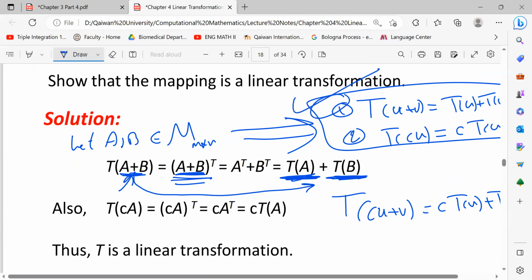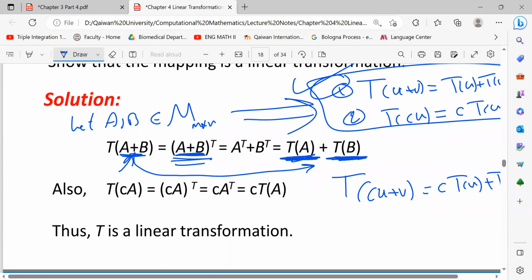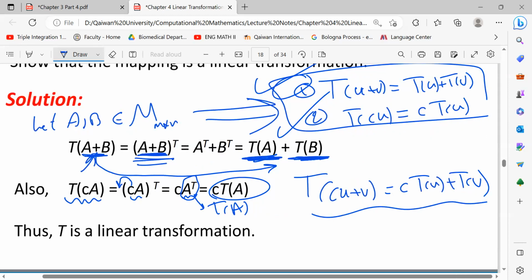It's satisfied. The second one, T of CA, is equal to CA transpose. And we can bring the C out, and we get C times A transpose. So A transpose is T of A. That means it equals C T of A. It satisfies the second condition. You can also use this other condition.